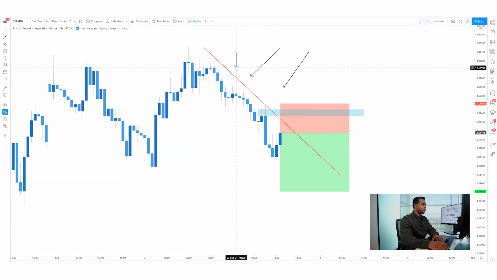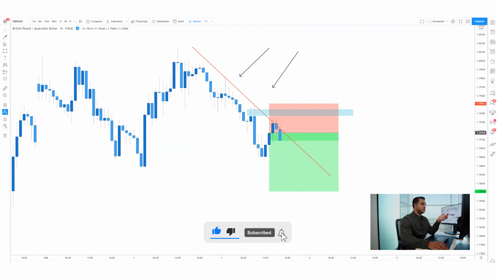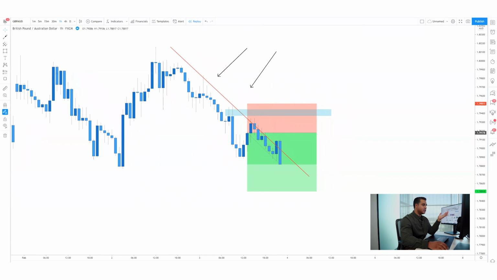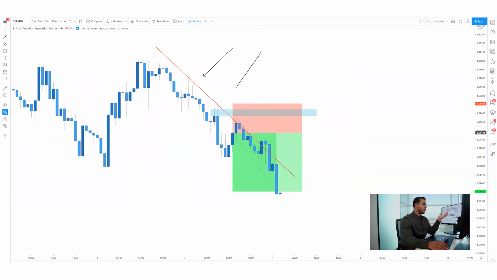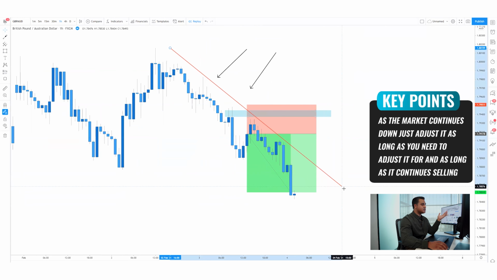And yeah, it might pull back, but the point is price is trading below the brick wall. So are you good to sell it? Absolutely. And let's see what happens. As you can clearly see here, price did start to push for it, which is completely fine, but you have your stop loss in a very safe place above the axis and the brick wall. And now if the market's going to continue trending down, guess what? The market will continue trending down. And as the market continues down, just adjust it and adjust it as long as you need to adjust it for, and as long as it continues selling.